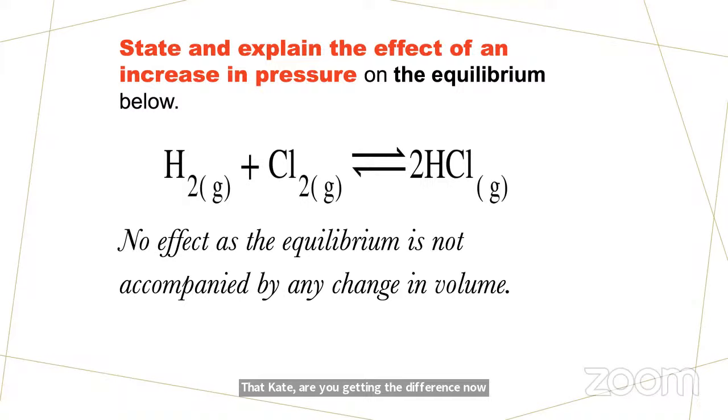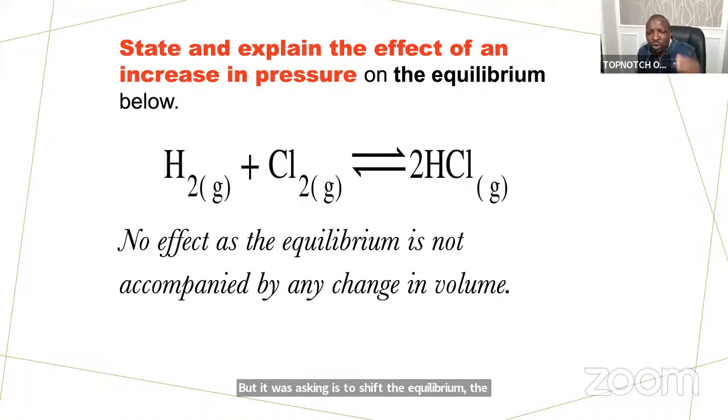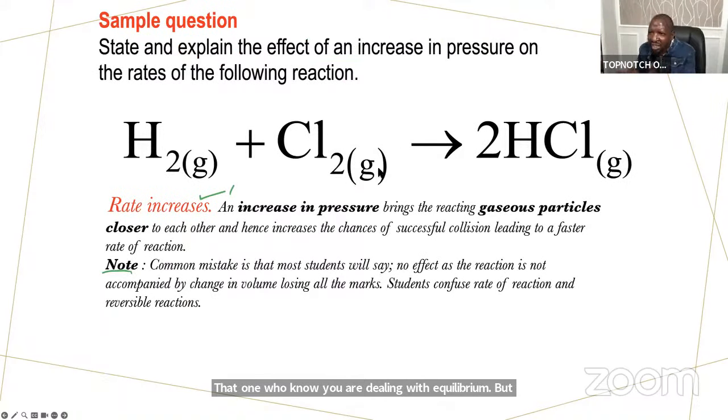Yes. Excuse me, teacher. Yes, I got the question. But I was asking, if you are to shift the equilibrium, the reaction is forward. Your explanation says there is no equilibrium. Equilibrium is shown by this sign. That's when you know you are dealing with equilibrium. But now here we are talking about rate. There is a difference between rate and equilibrium.